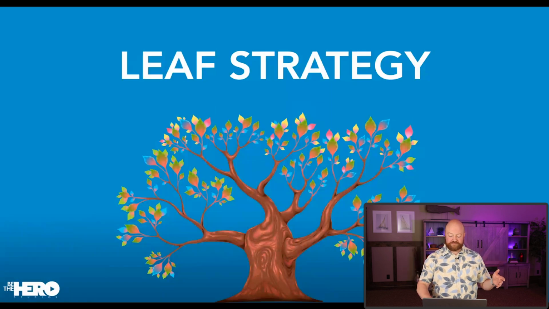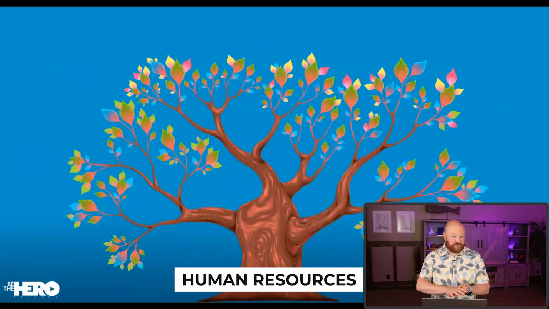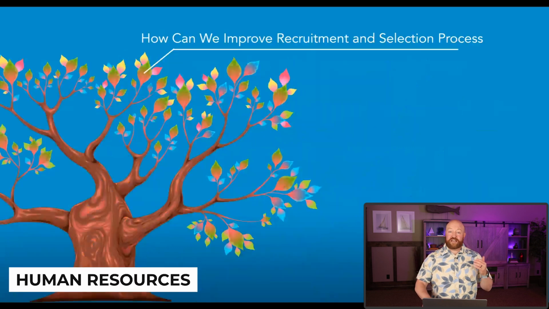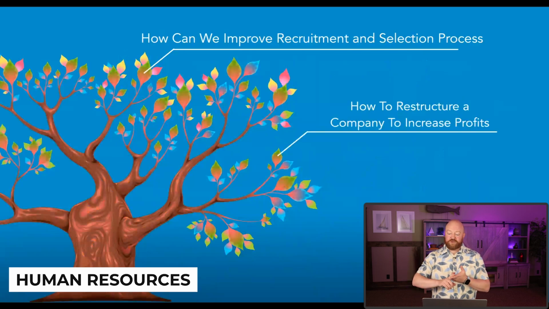Let me give you an example. Let's say you're a human resources professional, okay? So that's the trunk of your tree, that's your area of expertise. An example of a leaf would be, how can we improve recruitment and selection process? That's a question that I did research and I found has consistent search volume every single month. Another one is how to restructure a company to increase profits. So again, I didn't make that question up, but I did research and I found that that exact wording gets consistently searched on Google and YouTube every single month.